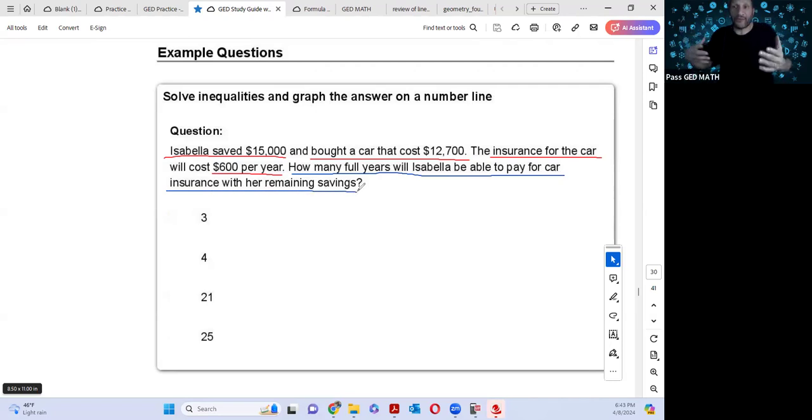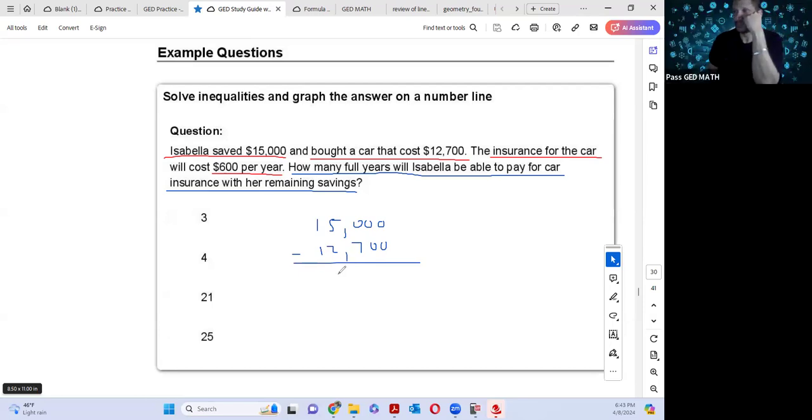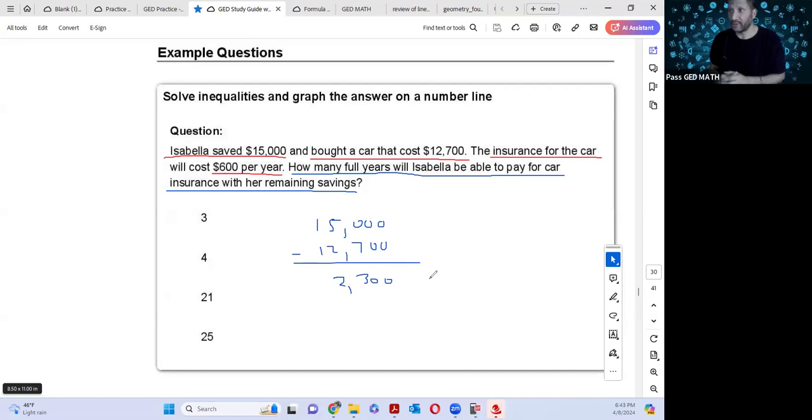Okay, so first I need to find out her remaining savings. How would I do that? You subtract the 12,700 from the 15,000. So you get 2,300. That means after you buy your car, I've got $2,300. Now it says, how many full years will Isabella be able to pay for the car insurance? Now, let me ask you a question. What answers do you know it can't be?